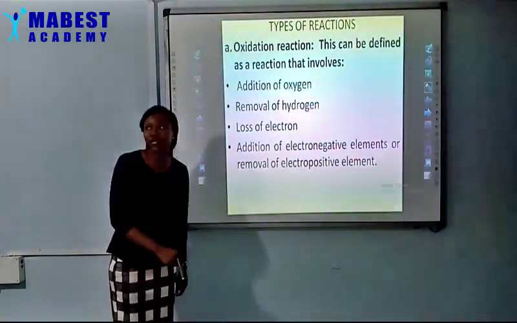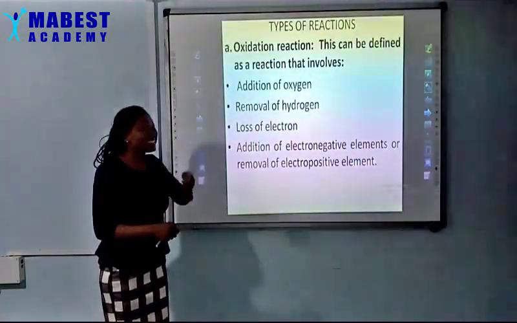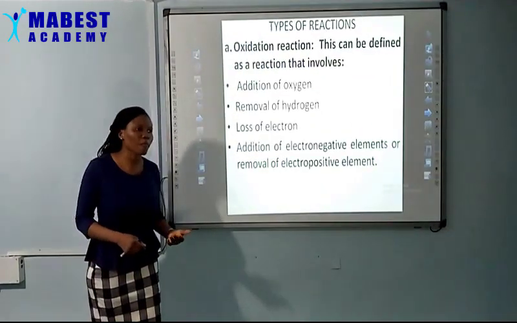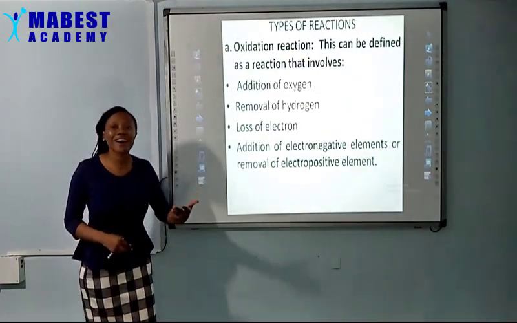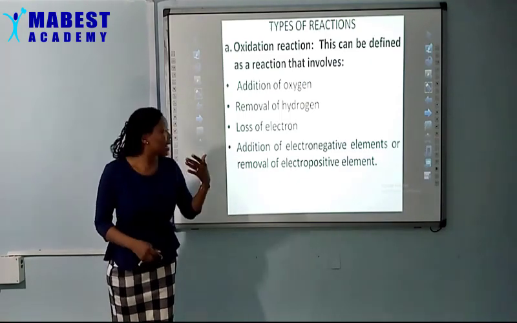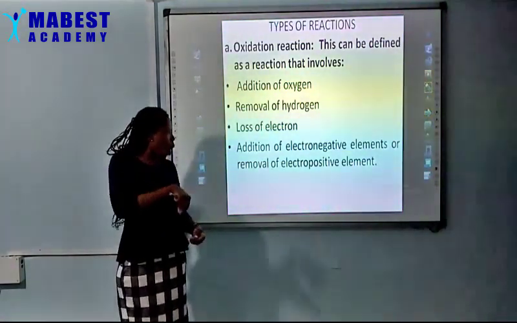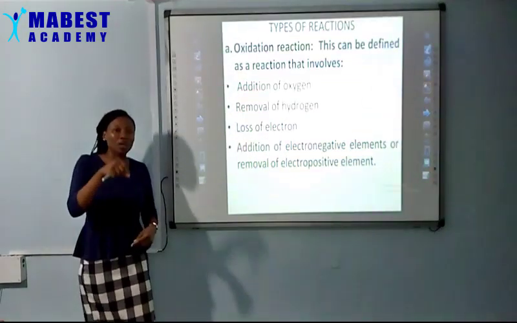Let's start with oxidation. Oxidation reaction is a type of reaction that involves the addition of oxygen. It also involves the removal of hydrogen. It also involves the loss of electron, and also involves the addition of electronegative elements or the removal of electropositive elements.